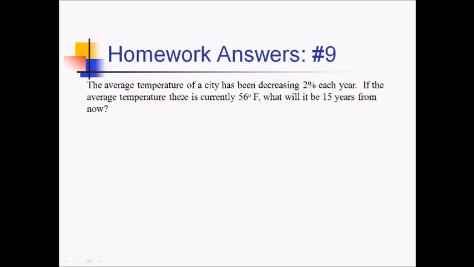For number 9, average temperature of a city has been decreasing 2% each year. If the average temperature there is currently 56 degrees, what will it be 15 years from now? So we've got decreasing percentage each year. This is just normal exponential decay. So we'll just use A B to the t. And we have a starting value, A, of 56 degrees Fahrenheit. For the B value, if we're decreasing by 2% each year, that's going to be 1 minus 2%. So that's going to be 98%, or 0.98.